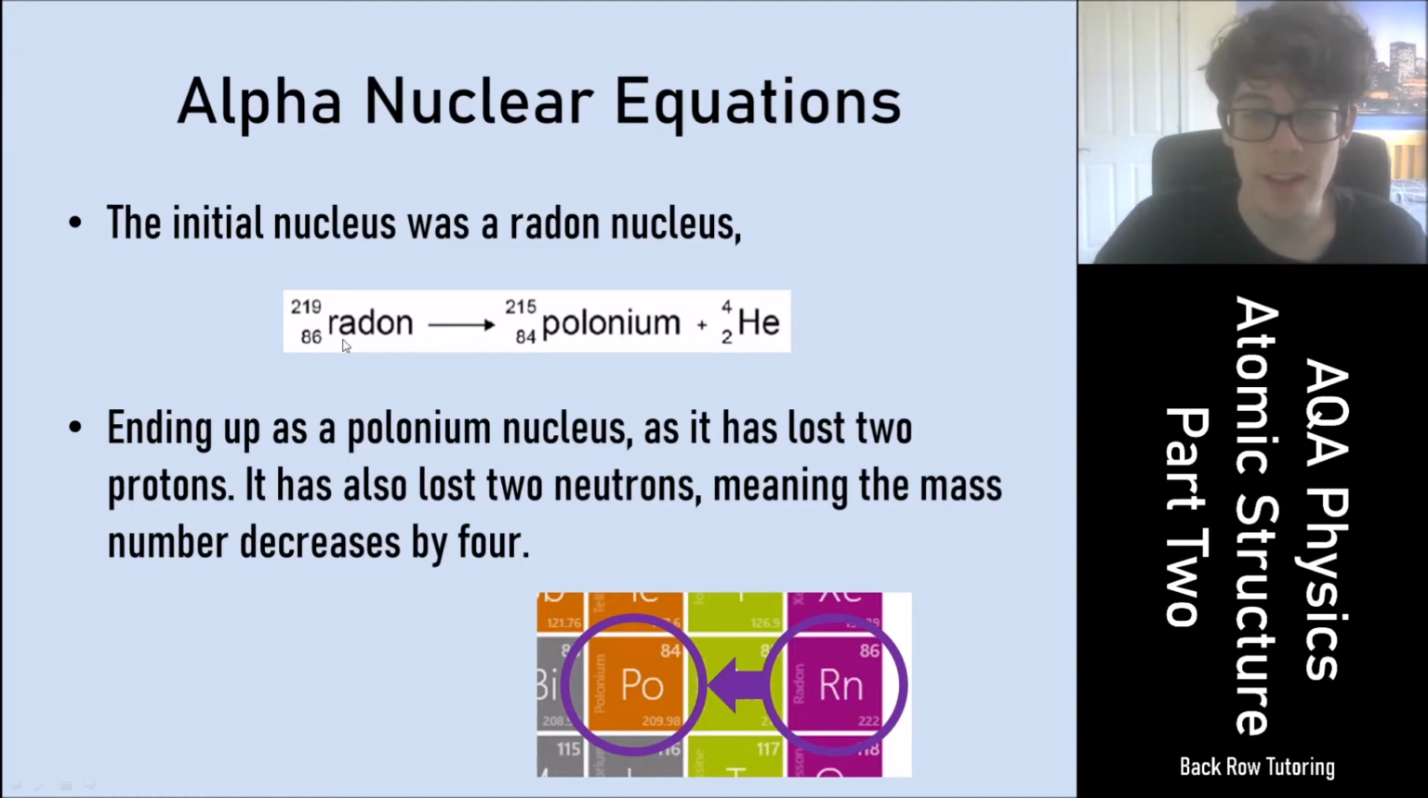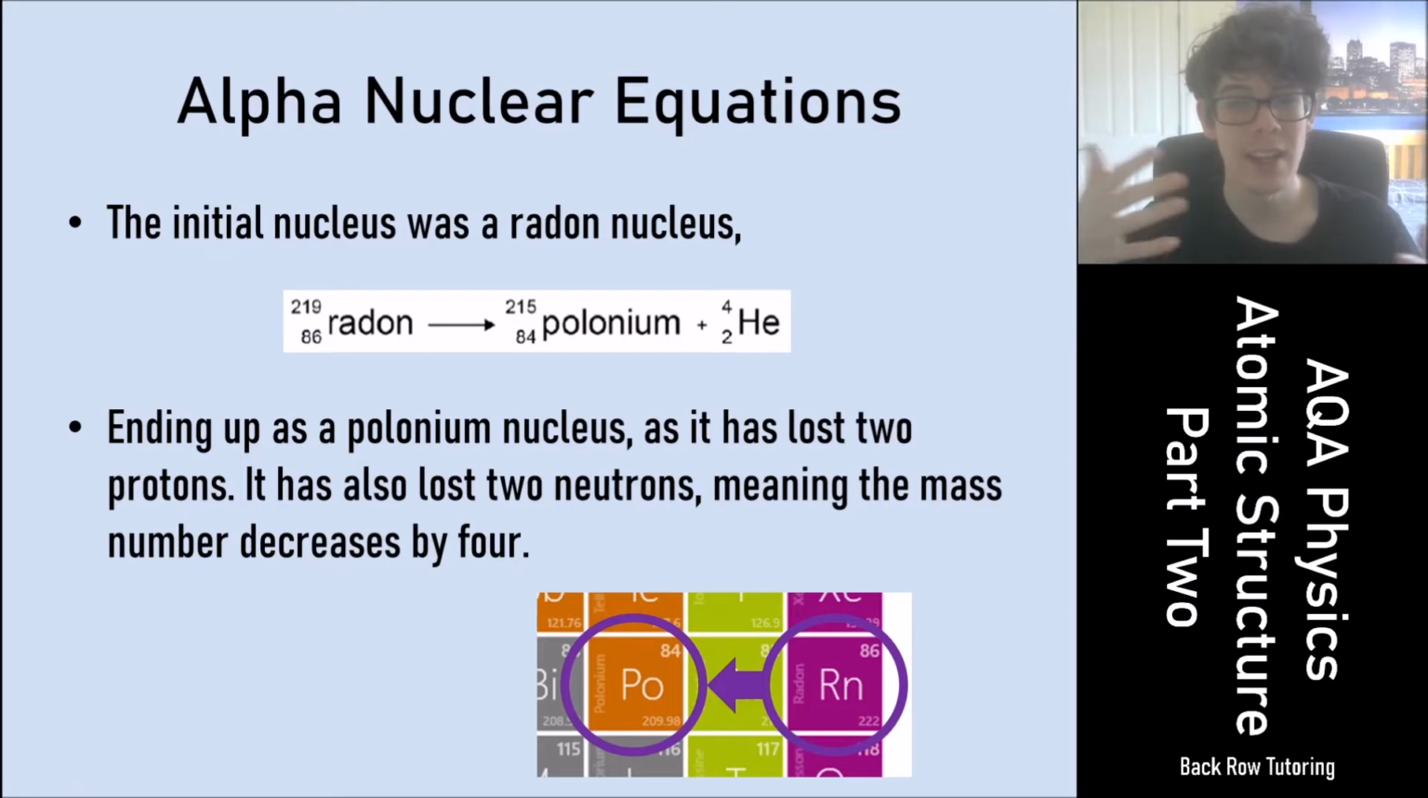And just to go back over this, if you notice the numbers in this equation, they all add up. 219 on the left side of the arrow, well, that's the same as 215 add 4. 86 on the left-hand side of the arrow, well, that's the same as 84 plus 2. So in the exam, it's quite useful to know that on both sides of the equation, the total amount of mass and the total atomic numbers are the same.